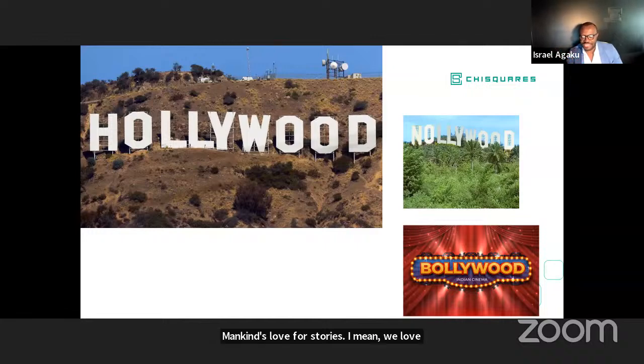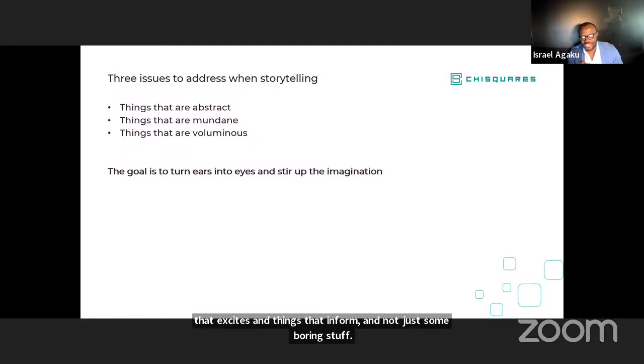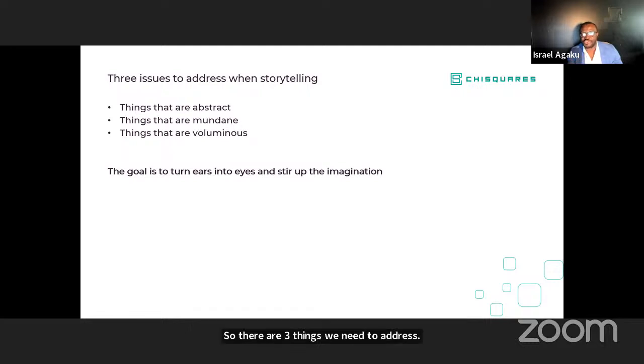Because what stories do is that they steer our imagination. Stories connect into us in a way that is quite different. And so one of the myths we have in research is that for some reason data has to be boring. And there could be nothing further from the truth. It's our job as researchers to turn data into a form that is exciting. Now, that doesn't mean that you have to become subjective or you have to become dramatic, but surely there has to be a way we can really turn data pieces into things that excite and things that inform, and not just some boring stuff. So there are three things we need to address in the process of trying to tell a story with our data.